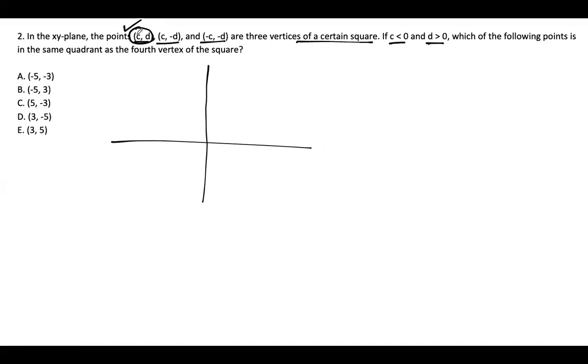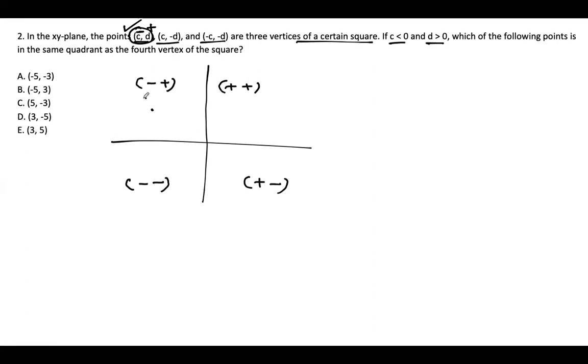Second quadrant. C negative, D positive. See, this is the first quadrant, positive, positive. Second quadrant, negative, positive. Third quadrant, negative, negative. Fourth quadrant, positive, negative. Okay.